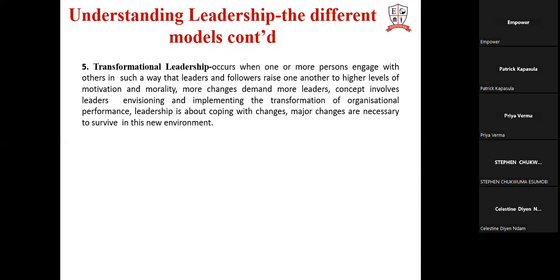Transformational leadership. This type occurs when one or more persons engage with others in such a way that leaders and team members raise one another to higher levels.